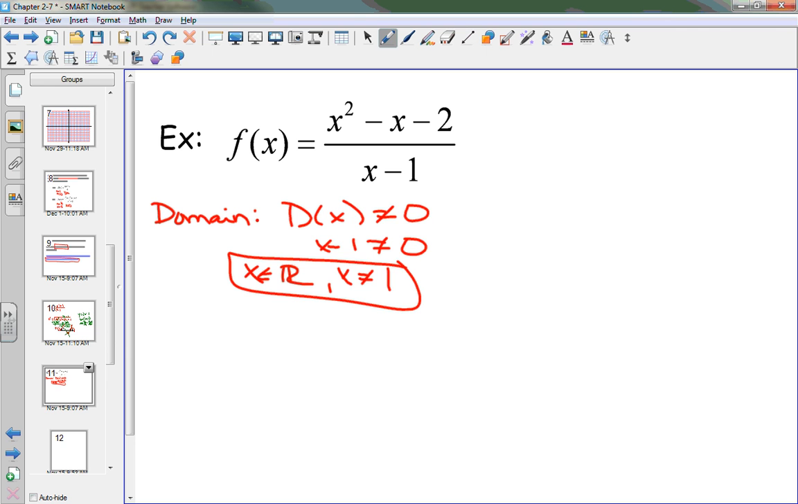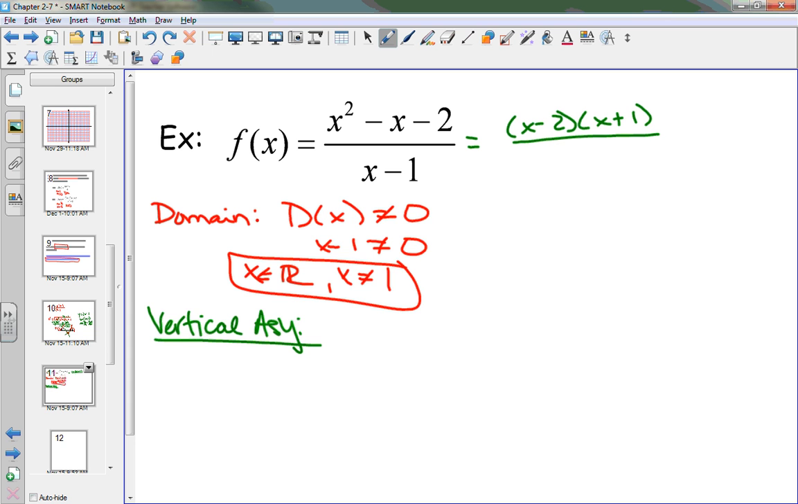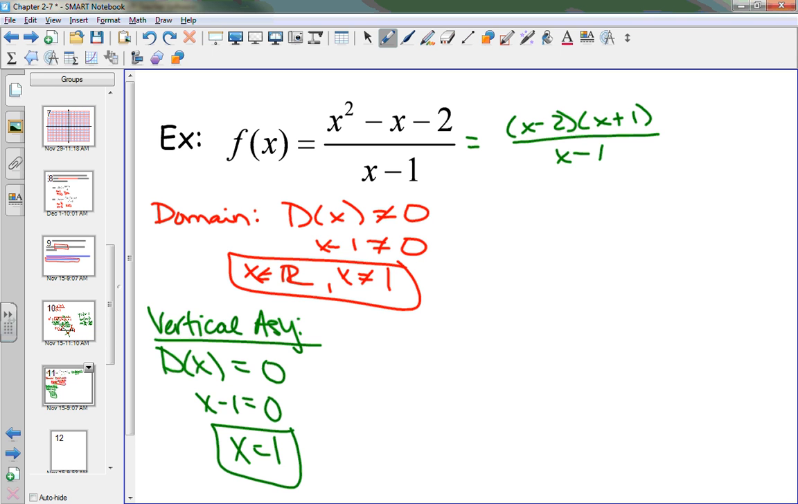Now what do I do next? Vertical asymptote. Vertical, what do I do? Can I simplify this? I can factor this, x minus 2 times x plus 1, all over x minus 1. Does anything cancel out? No, since nothing cancels out, I'm going to take d of x equal to 0, so x minus 1 is equal to 0, so x is equal to 1. That is my vertical asymptote. Agree?